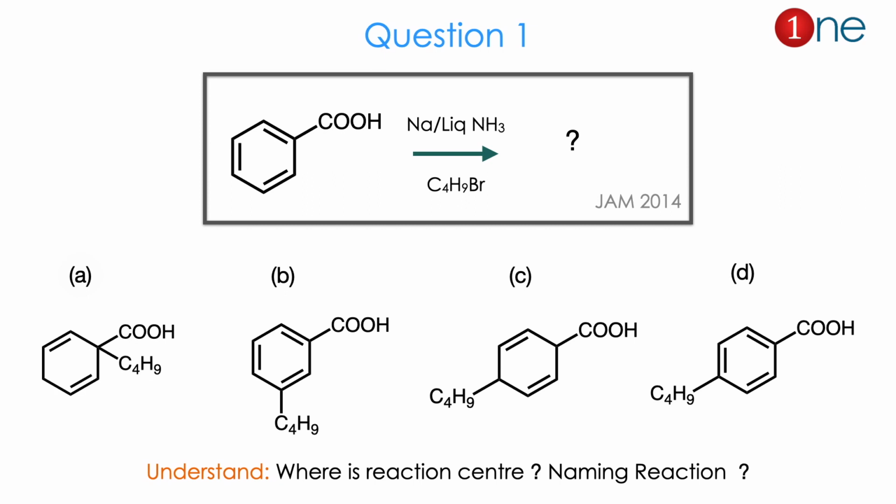The products differ in aromaticity and without aromaticity, as well as the position of substitution. So where the C4H9 attacks: on the first carbon or the para carbon, and whether aromaticity is there or conjugation is lost. So there are 4 possibilities. From the question to product, you might guess where the reaction center is, and a naming reaction is involved here. The answer is A. Let us see how.